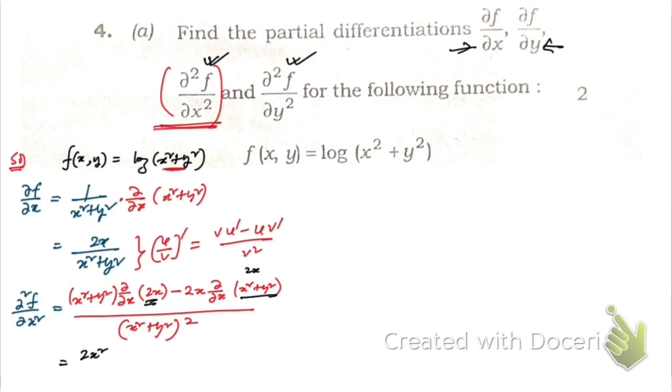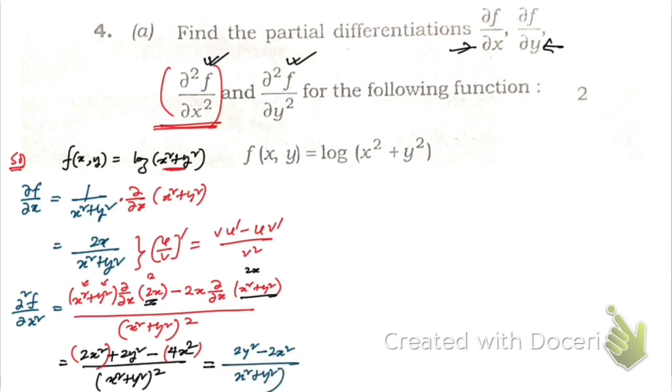So here you will get twice x square plus 2y square, as we have got 2 here, so this 2 is multiplied here and here also. Then minus, here we have twice x times twice x, it's going to be 4x square, divided by v square, that is x square plus y square whole square, right? That's going to be equal to twice x square minus 4x square, that's going to be twice y square minus 2x square by x square plus y square. So this is your answer, right?